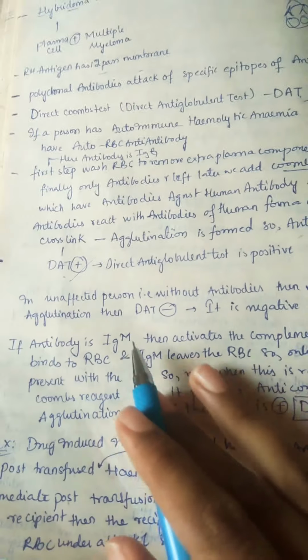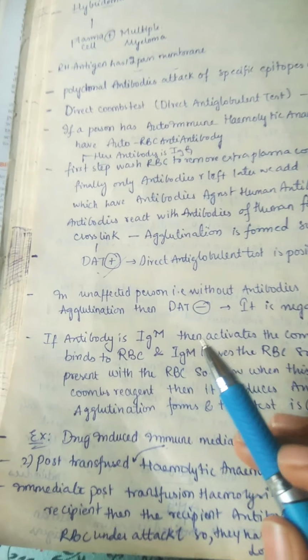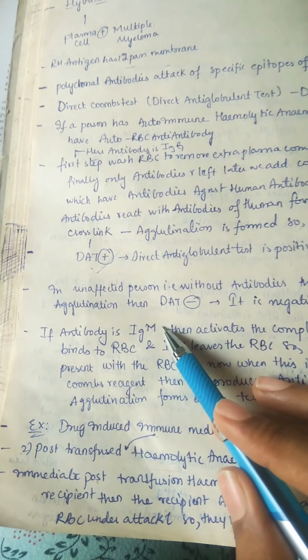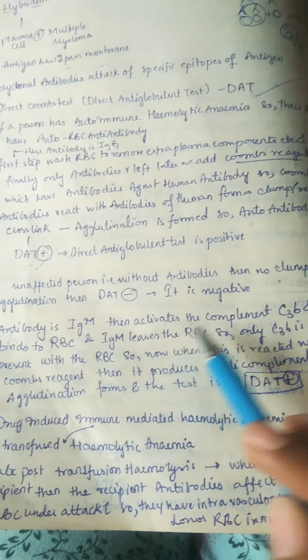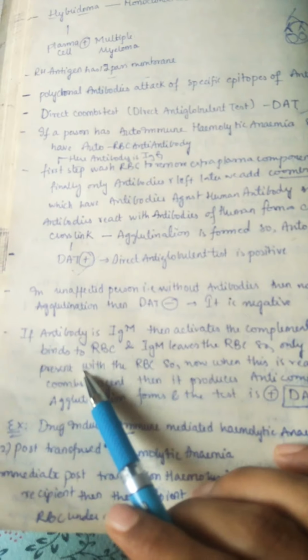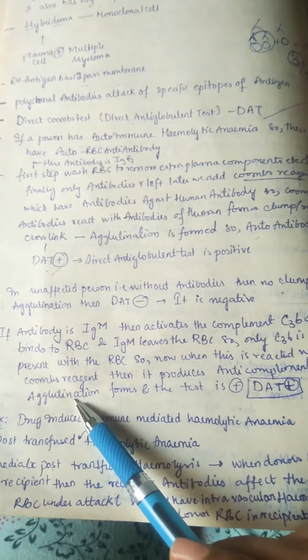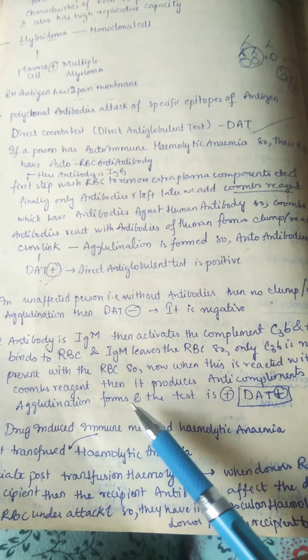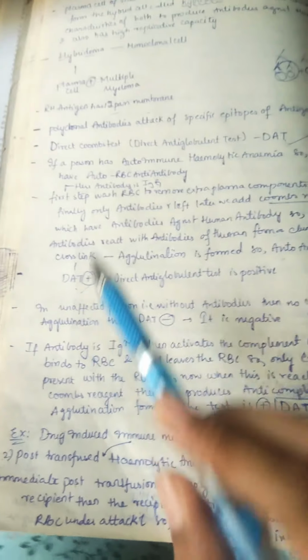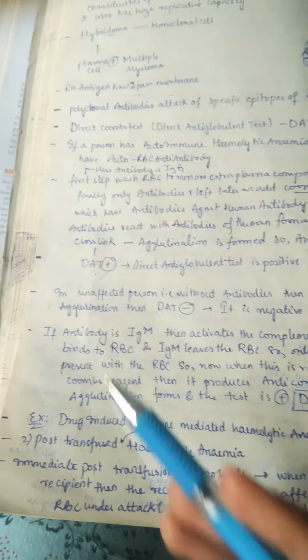If the antibody is IgM, and if you remember, IgM is mainly present in our ABO blood group system. It forms the agglutinogens, right? So if the antibody is IgM, it activates the complement C3b, and this binds to the RBC, and IgM leaves the RBC. So only the C3b is now present on the RBC. When this is reacted with the Coombs reagent, it produces anti-complements and agglutination forms, and the test is positive. Whenever you see IgM, you can understand the test will be positive because it forms clumps.